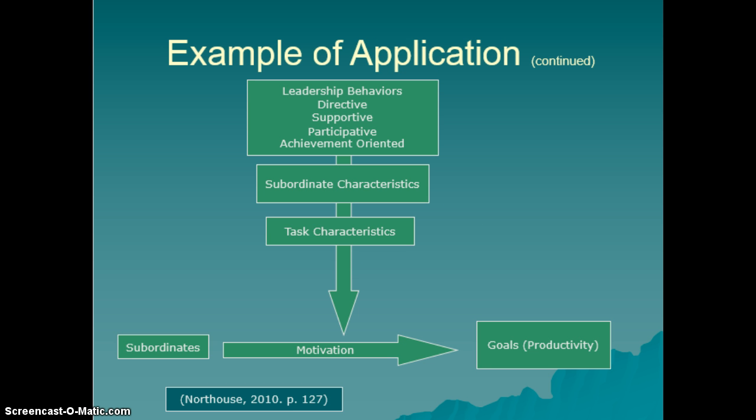In this example application diagram, you see the subordinates' motivation instead of the path, and then you have the goals. These are impacted by the leadership behaviors, be it directive, supportive, participative, or achievement-oriented, the subordinate characteristics, and the task characteristics. As you can see, all three of these can impact the subordinate's motivation and can impact whether or not they reach their goals.